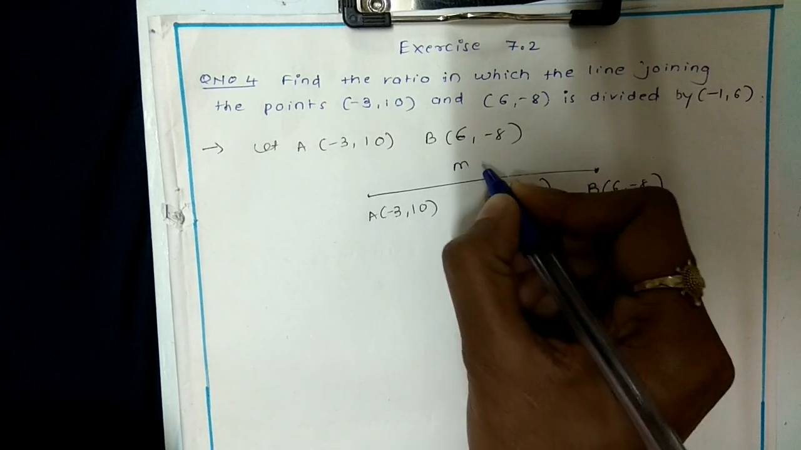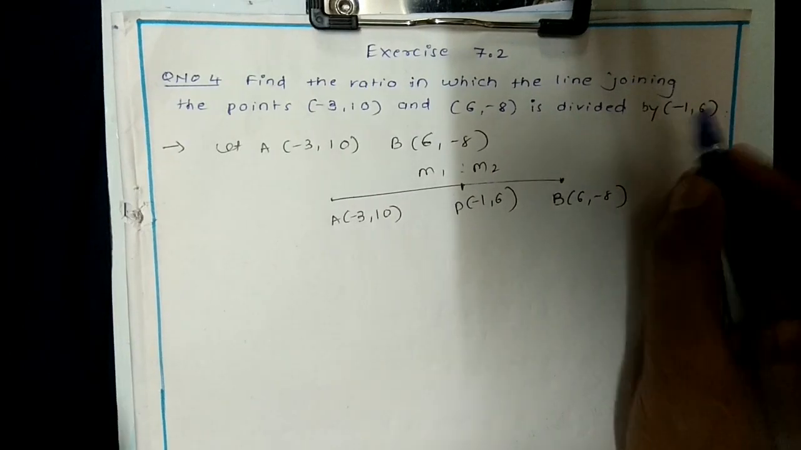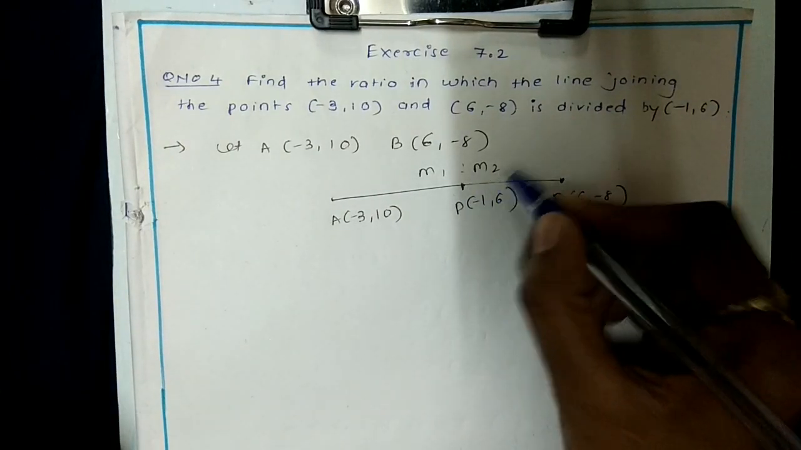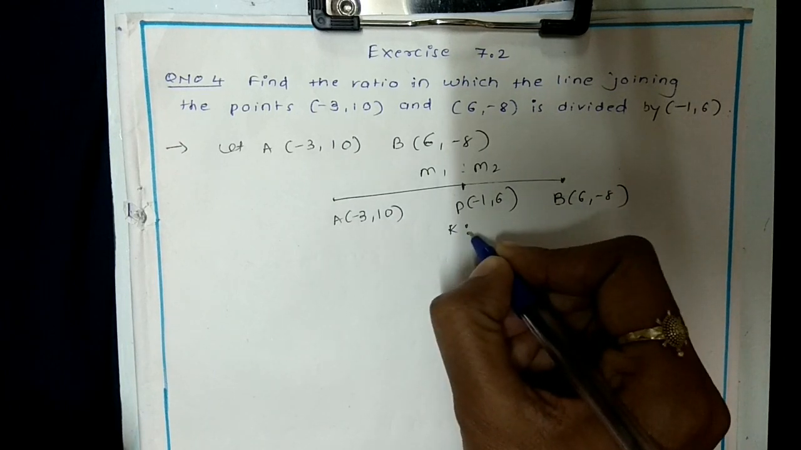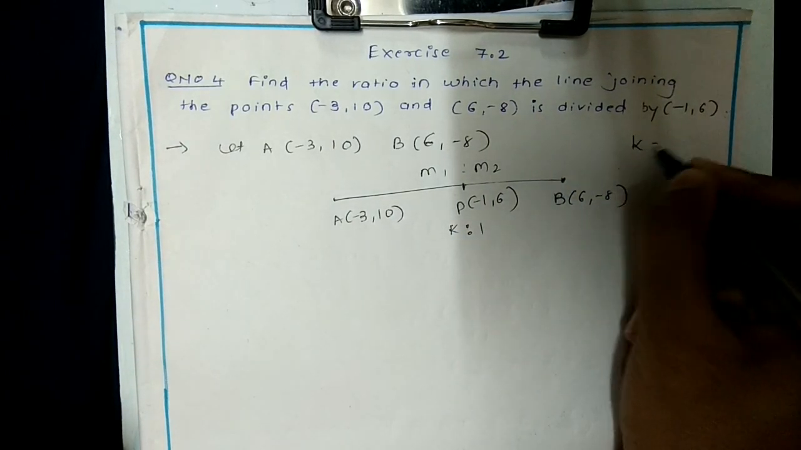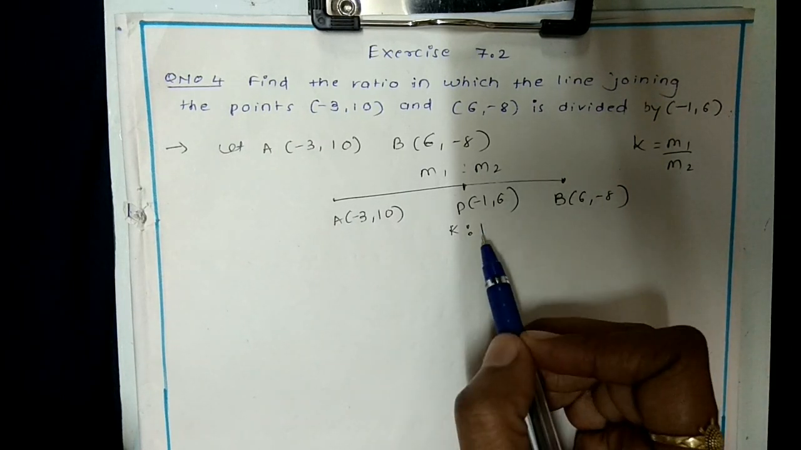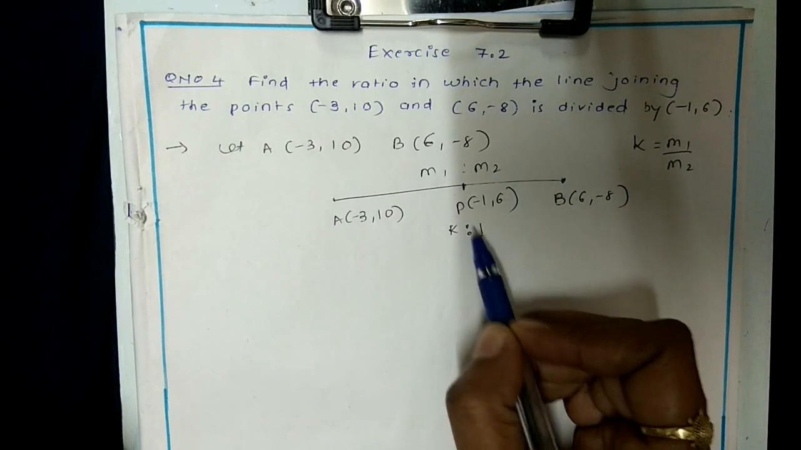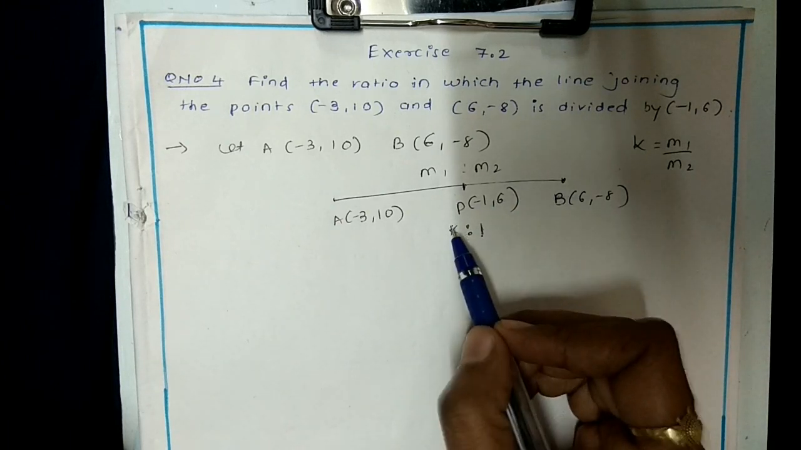Usually we take the ratio as m1 is to m2. But here, whenever a ratio is asked, you take K is to 1, remember, where K is equal to m1 upon m2. So there is no need to find the value of 1, because 1 is constant. Just find the value of K.